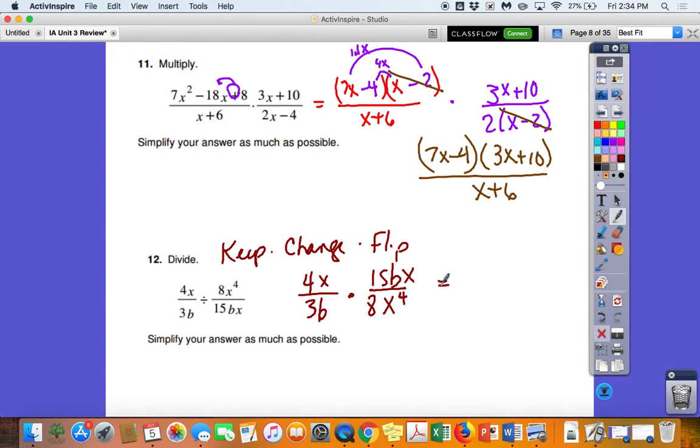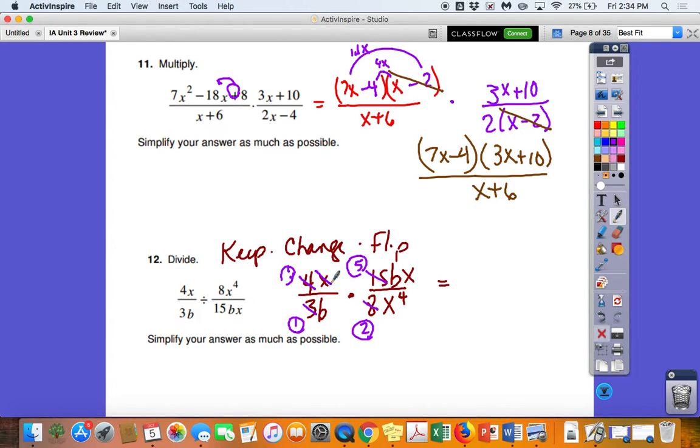Okay, now you're right back where we were at the very beginning. This is monomials. There's nothing to factor, so you're just looking for common terms. Now, if you want to multiply it all together and then reduce, that's fine. Let's see here. 4 goes into 4 once. It goes into 8 2 times. 3 goes into 3 once. It goes into 15 5 times.